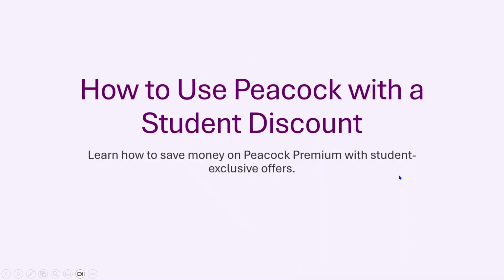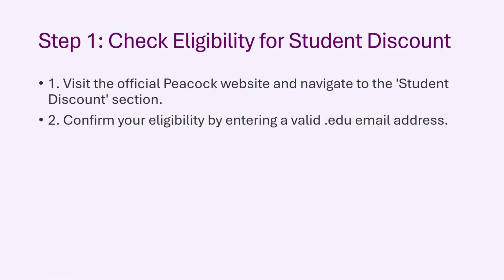In this video, I'll show you how to use Peacock with a student discount. Step 1. Check eligibility for student discount. Visit the official Peacock website and navigate to the student discount section. Confirm your eligibility by entering a valid .edu email address.